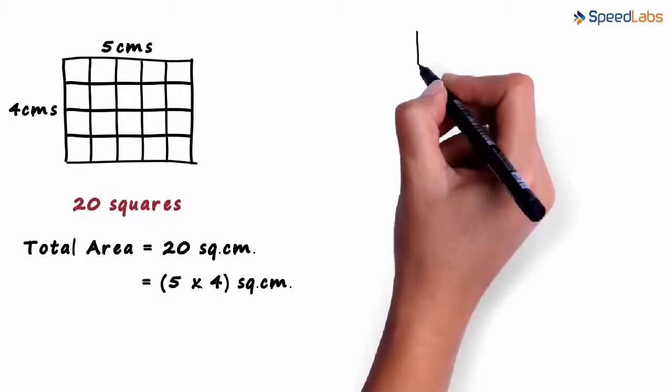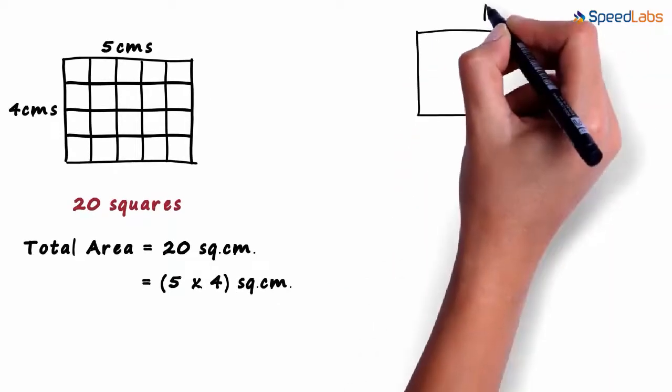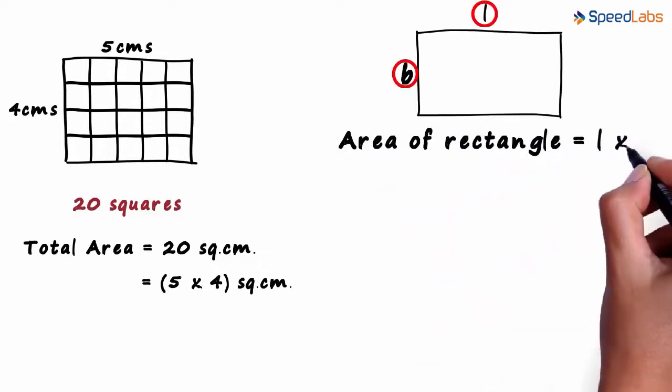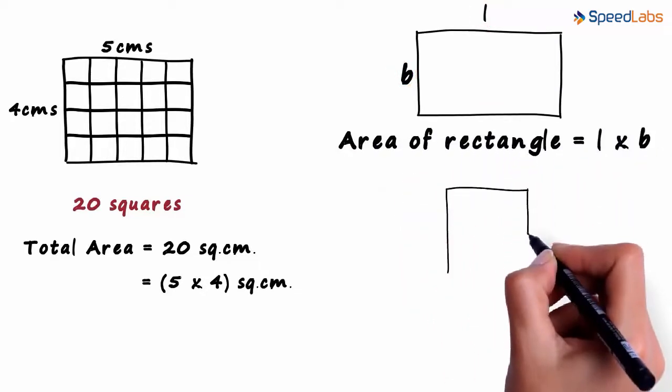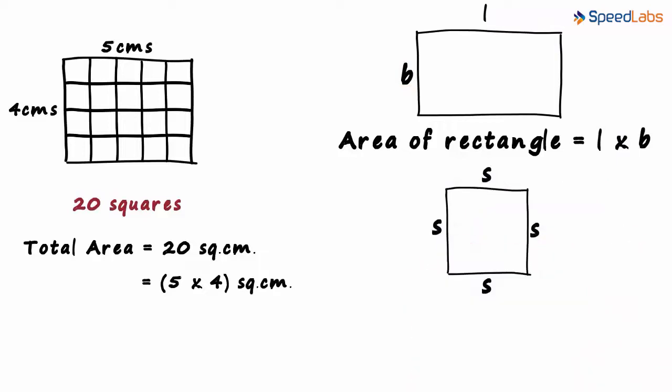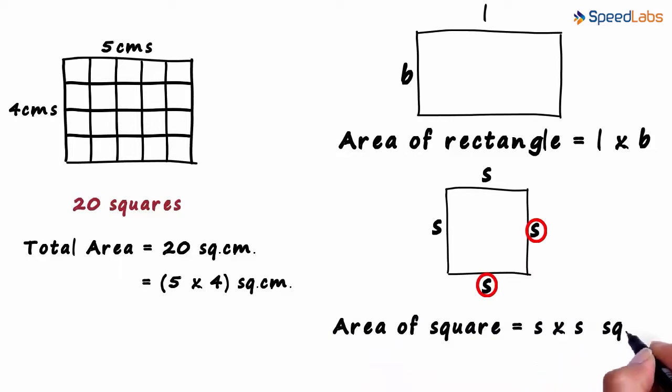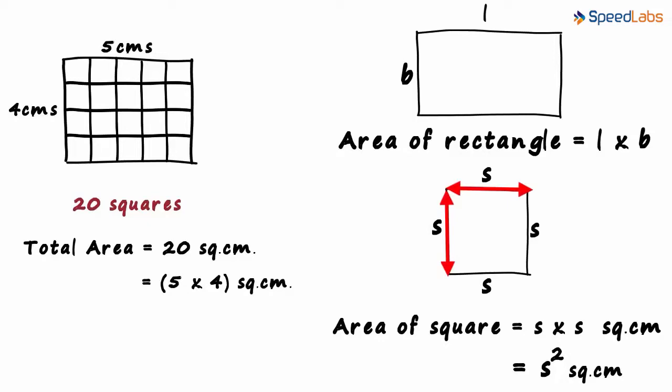So if we have a rectangle of length L and breadth B, the area of the rectangle will be L multiplied by B. If we have a square of sides S centimeters, then the area of the square will be S multiplied by S square centimeters. That equals S squared square centimeters. We get S multiplied by S since a square is another form of a rectangle. It is basically a rectangle with the same length and breadth.